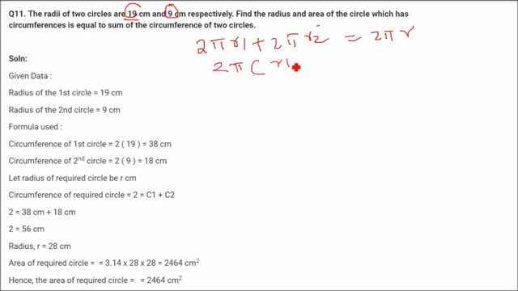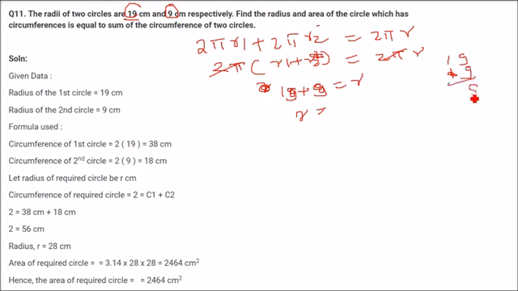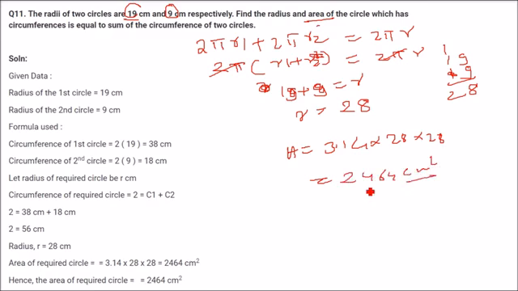So 2 pi you can take outside first of all: 2 pi times r1 plus r2 equals 2 pi r. 2 pi gets cancelled. So r1 plus r2, that is simply 19 plus 9, is equal to r. 19 plus 9 is 28. So r is 28. Now we have to find the area also. Area will be equal to pi r square. So 3.14 into 28 into 28, which is going to be 2464 centimeters square.